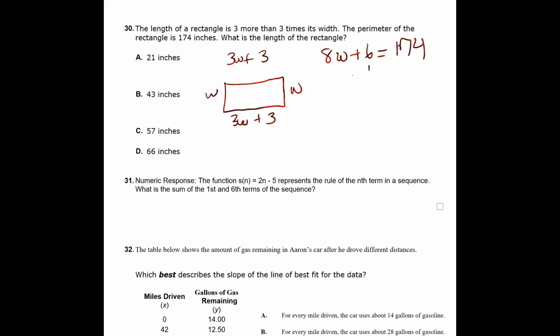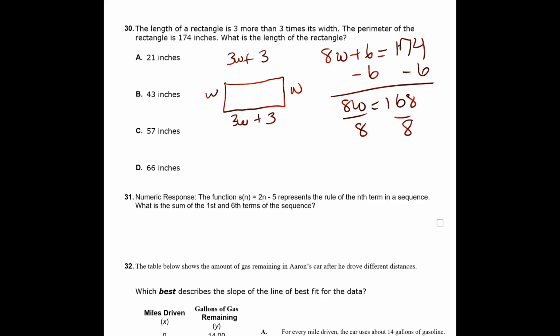174. So we subtract 6 from both sides. Get 174 minus 6. I can't believe I'm using the calculator for this because it's here. It just spoils you. It goes 168, and then divide that by 8. We get 168 divided by 8 gives me 21. So W is equal to 21.